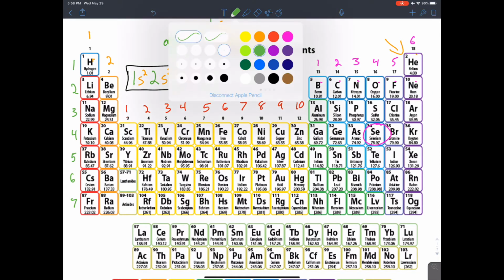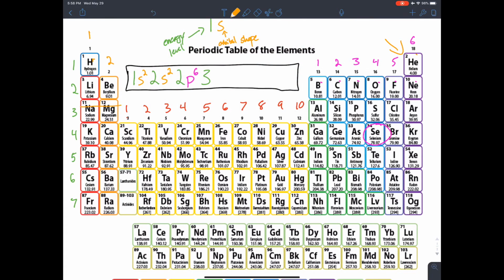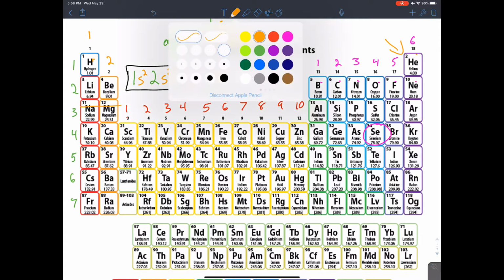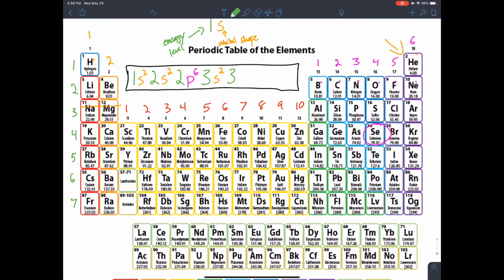We start with S. Okay, so we're going down, we're reading across. 3s. It's going to be full, so 3s2. No matter where the S block is, if it's full, it has 2. And we go across to P. So we're still in the third energy level, but now we're in the P block, 3p. And again, we're going 1, 2, 3, 4, 5, 6, all the way across, 3p6.